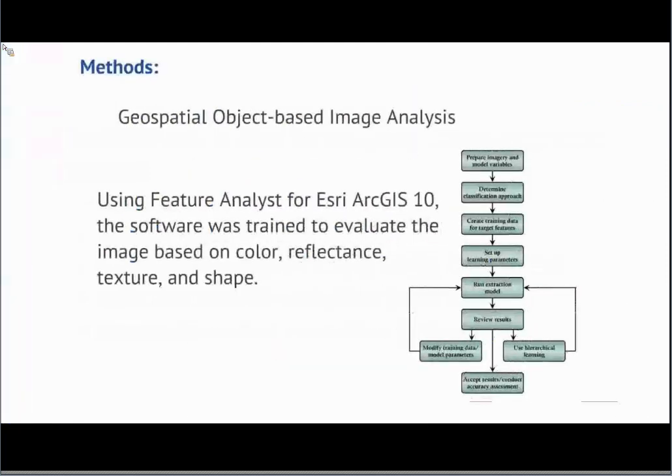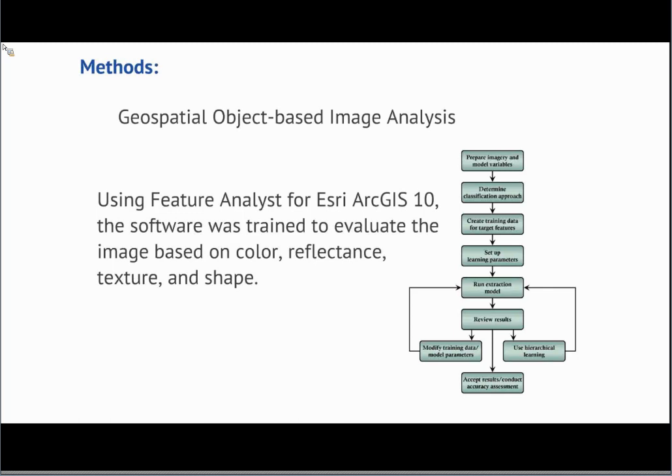So the methods were pretty straightforward in the sense that we used Feature Analyst for Esri's ArcGIS 10. The software, and this is where I'm leaving out many details, was used to prepare the imagery. We determined our classification approach, created training data for target features, which were tree canopy. Then we set up what we call learning parameters, and we ran this model on all of this imagery.